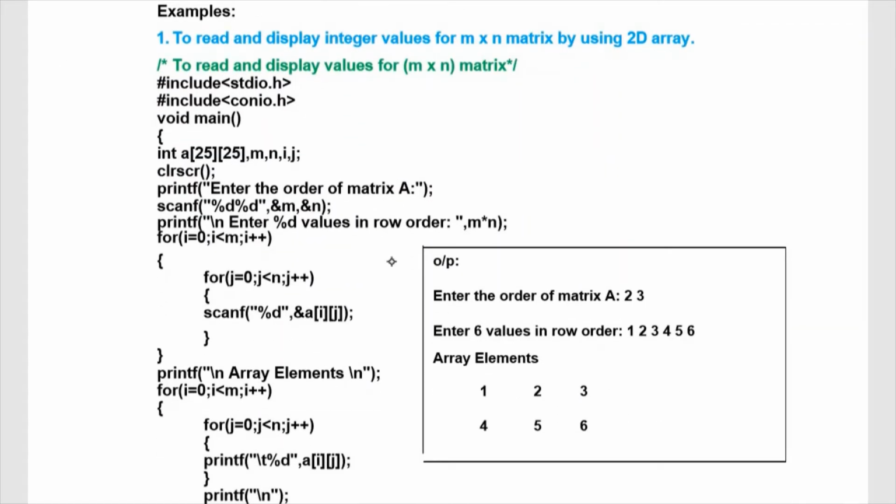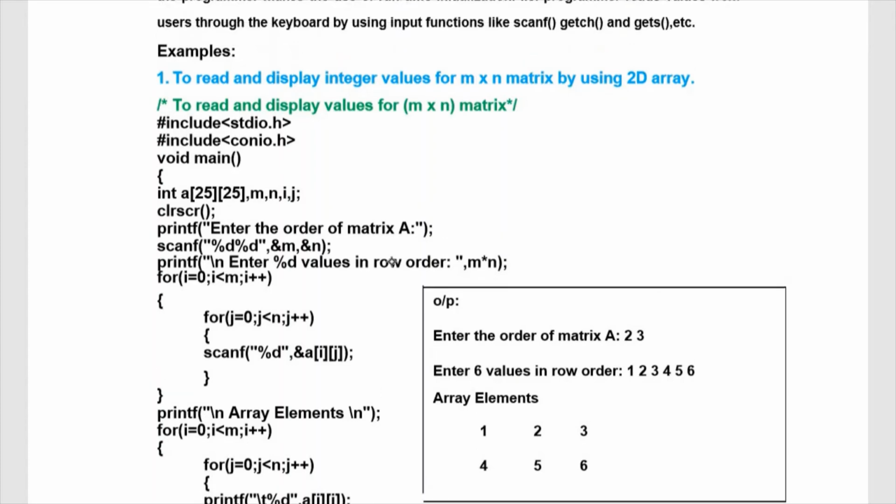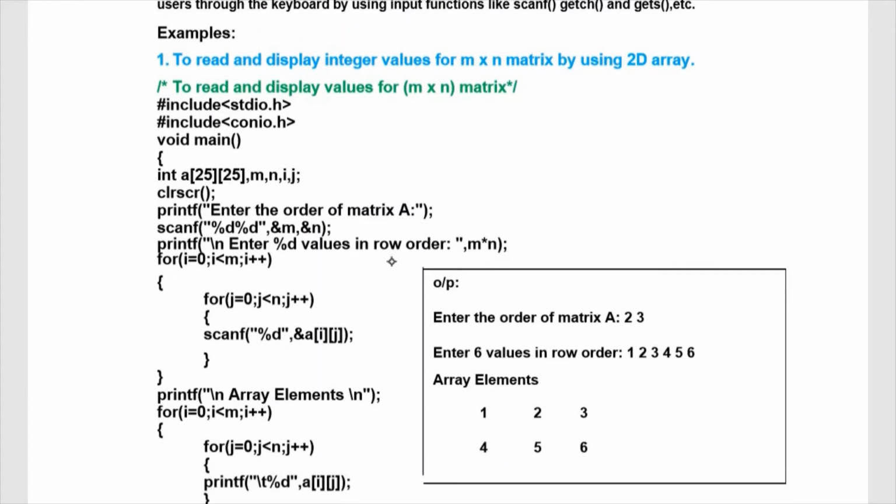To read and display integer values of an m into n matrix by using a 2D array. So what is the question? The question is to read and display values of an m into n matrix. As we always start the program with stdio.h, if we are going to use scanf and printf, we have written the header file include stdio.h here already, and we write include conio.h if I am using clear screen.